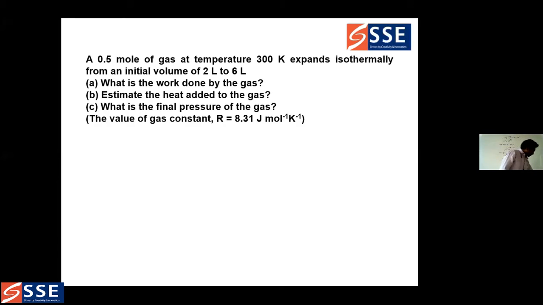Estimate the heat added to the gas. What is the final pressure of the gas? They gave the constant 8.31 joule per mole per Kelvin. Okay, right? Note it down and write the data, whatever data they gave. So we're going to solve the problem. First step, A.